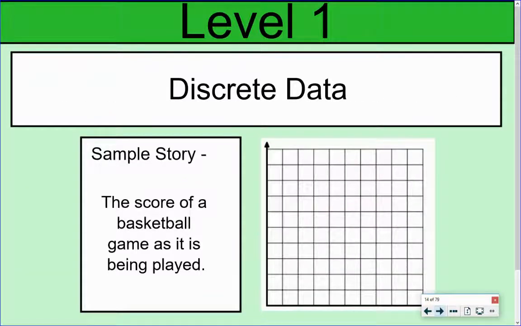Okay, a sample data: the score of the basketball game as it's being played. So let's think about this. The Bears are playing. We're going to have our time here and our score over here on the y side. Well, maybe our score is at 2 or 4 or 8, whatever, and then it jumped up. We didn't score for a while, then we got a dot here. We went up points, and then it jumped in the next quarter, and it went up a whole bunch.